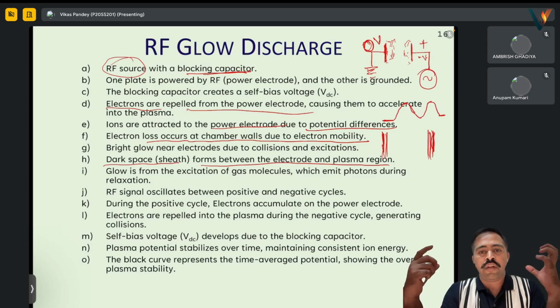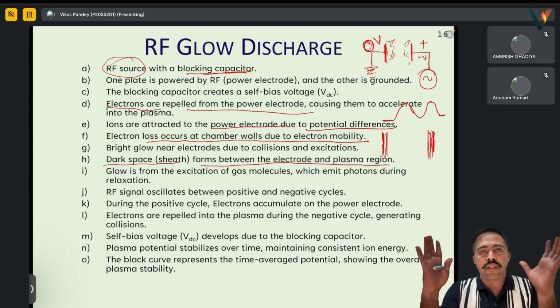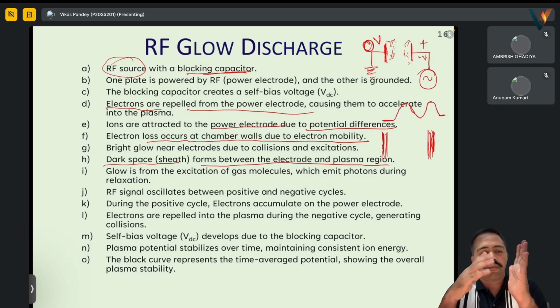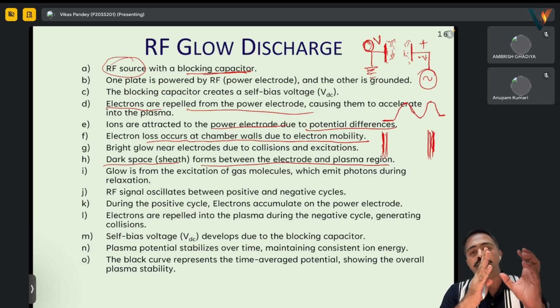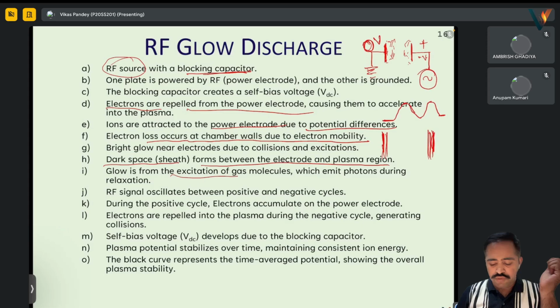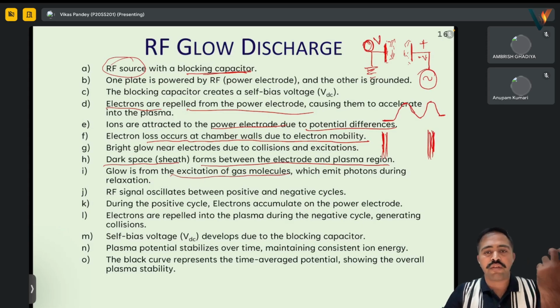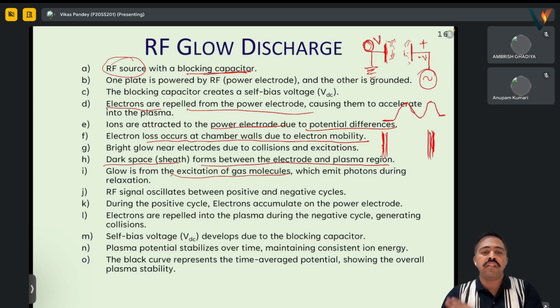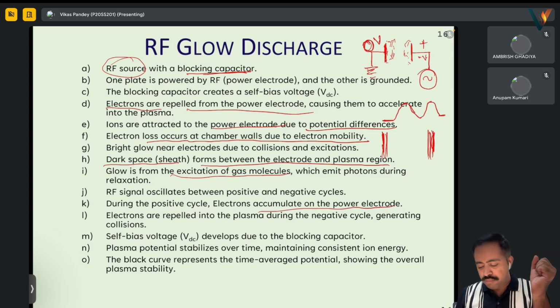Near the electrodes it will be bright, but there will be a separation between the actual electrode and the plasma region. This glow is from the excitation of the gas molecules, and since the RF signal is oscillating between positive and negative cycles, during the positive cycles, electrons accumulate on the power electrode.